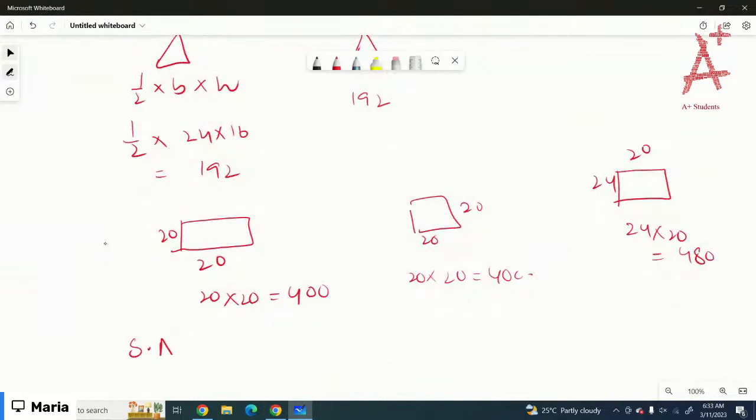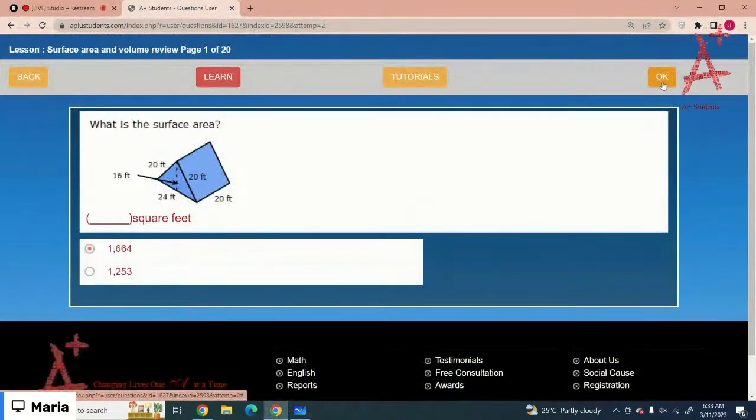Got it? So the surface area is 192 plus 192 plus 400 plus 400 plus 480. When you calculate the sum, let me just add them. It would be 1,664. That means the surface area of the figure is 1,664. Got it? So the surface area is 1,664.